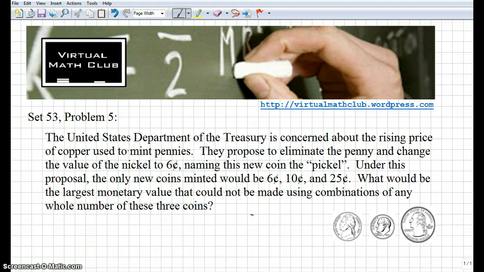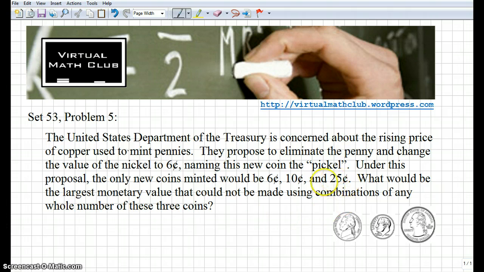The United States Department of the Treasury is concerned about the rising price of copper used to mint pennies. They propose to eliminate the penny and change the value of the nickel to 6 cents, naming this new coin the pickle. So, penny, nickel, pickle.